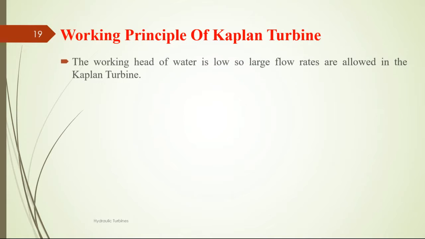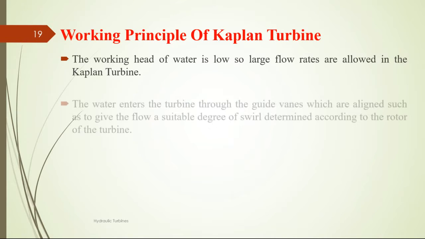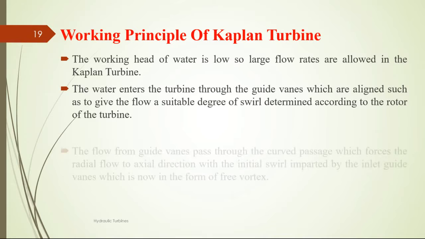If we talk about the working principle of Kaplan turbine, the working head of water is low, so large flow rates are allowed in the Kaplan turbine. The water enters the turbine through guide vanes, which are aligned so as to give the flow a suitable degree of spin determined according to the rotor of the turbine.